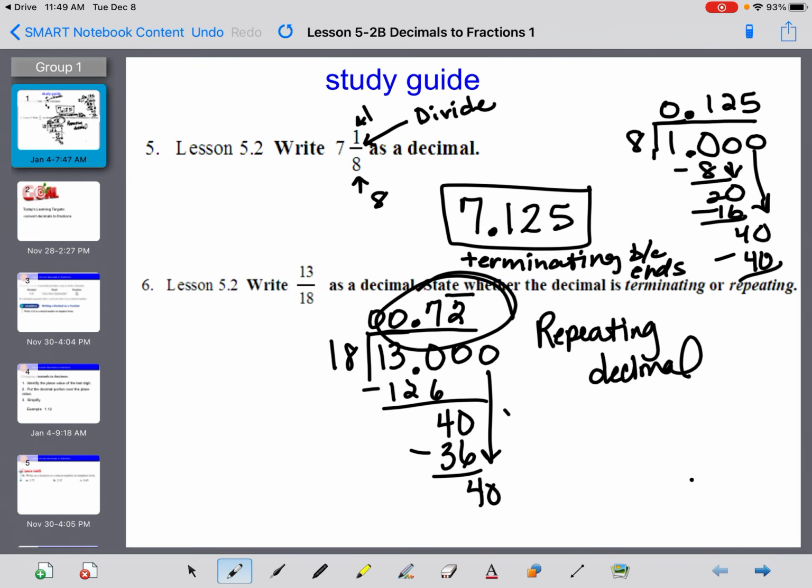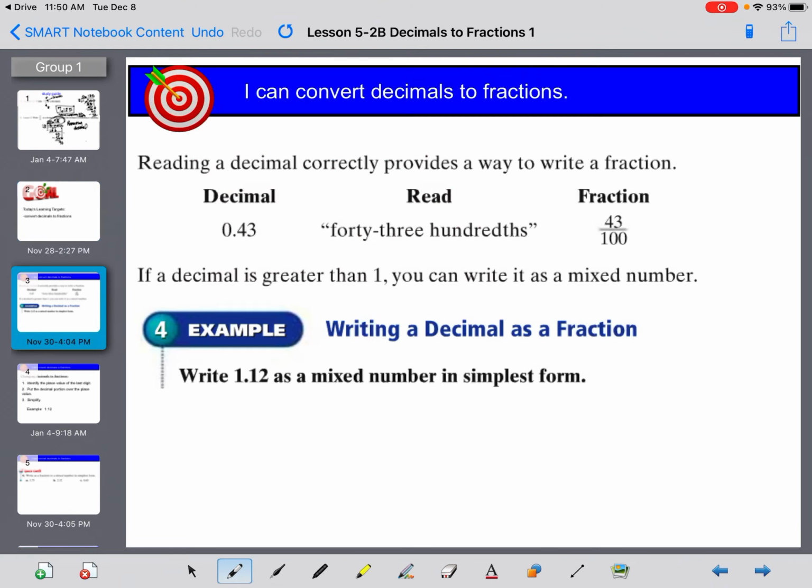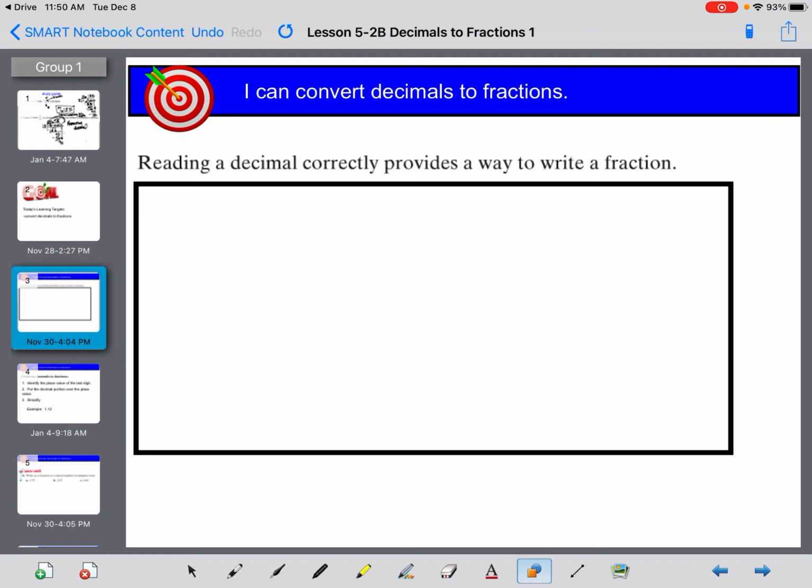All right, so that's what we learned in our last lesson. For today's lesson, our learning target is to convert decimals to fractions. I think you're going to find converting decimals to fractions to be a little easier than going from fractions to decimals. But let's give it a try. Starting here.